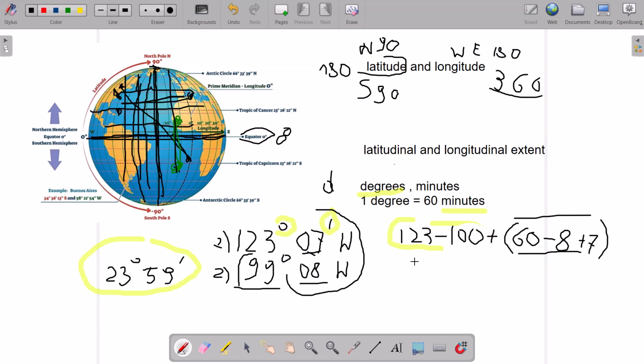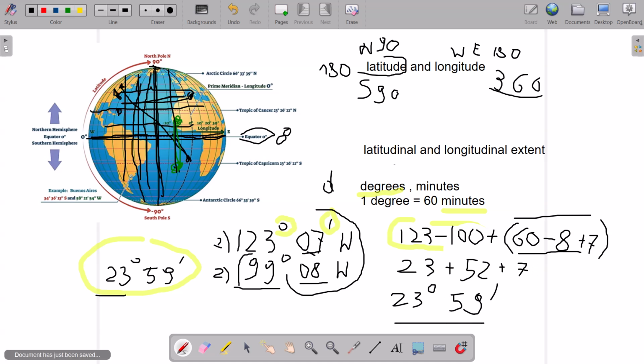So it will be 123 minus 100 equals 23. Okay, so we have 23 just like here. We know the answer. Then we add 60 minus 8 is 52, and then plus 7 is 59. So we have 23 degrees, 59 minutes. And this is the correct answer.